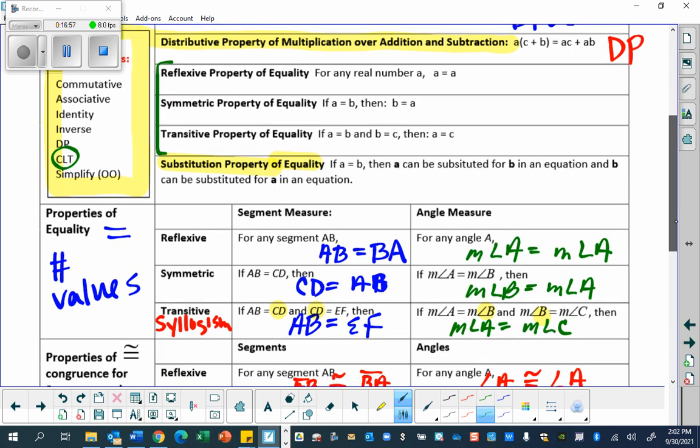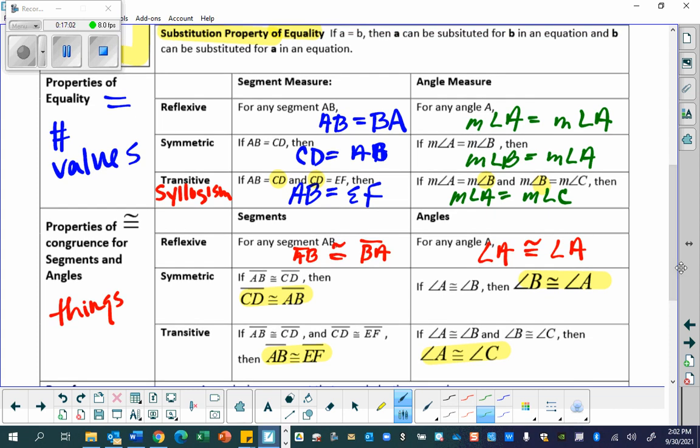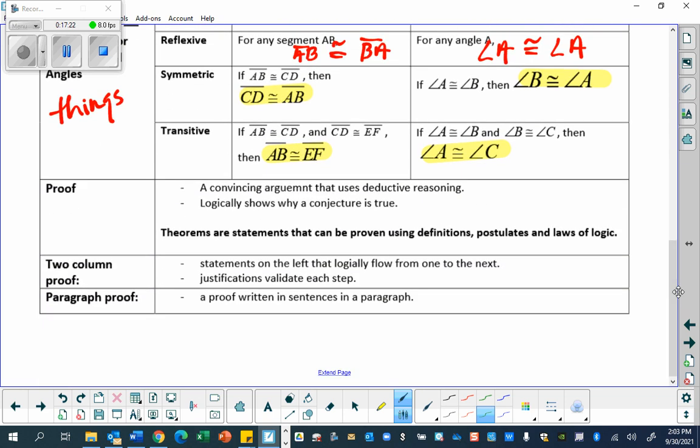So when we move into this part of the conversation, that's when we start moving from the algebra to the geometry, recognizing that sometimes we're going to be talking about numerical values, and that's when we're talking about equivalence. Sometimes we're going to be talking about congruence. Our proofs are going to be our two-column or paragraph statements that easily flow from one to the next.